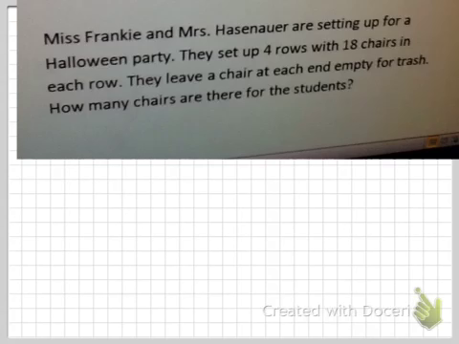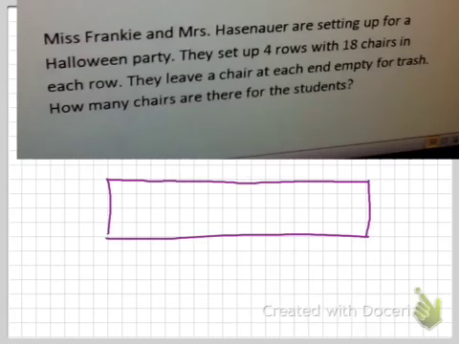So, what we would tell the kids to do is to draw a picture. To draw the picture, we want them to do an array. So I'm going to draw 4 rows. So I'm going to go down 4 and 18 chairs. So 4 rows and then with 18 chairs going across. Okay, so I have my 4 rows. So I'm going to write my 4 rows of 18 total chairs.